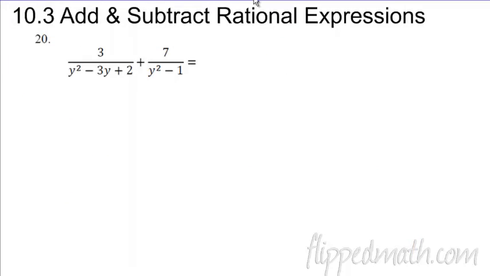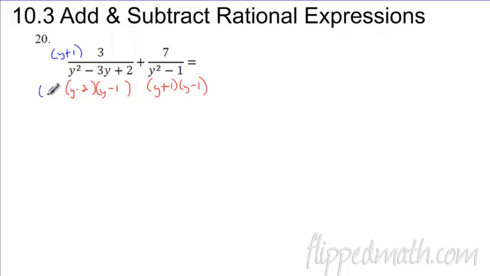What about adding and subtracting? Remember, you need that common denominator. So if I want to add these together, hopefully this factors. Let's take a look at this. Oh, I like it. This should be y minus 2, y minus 1. And then this factors as the difference of squares, y plus 1, y minus 1, something like this. So what are they missing? This is y minus 2, y minus 1. This is y plus 1, y minus 2. So he's missing a y plus 1. So you've got to do something like this.